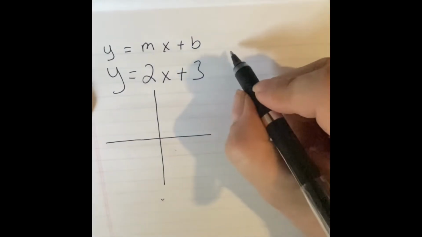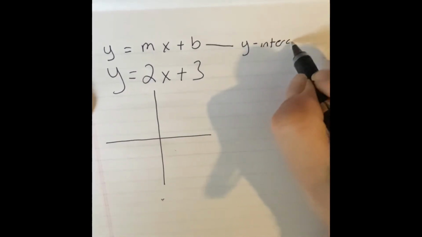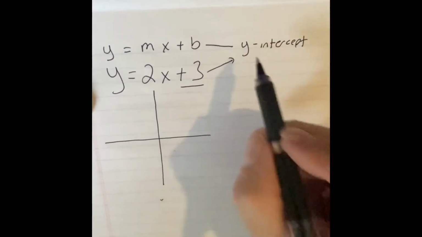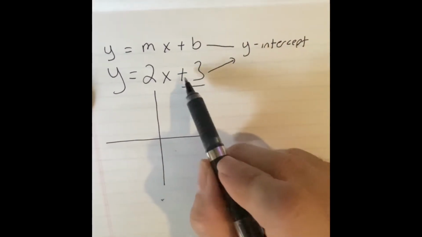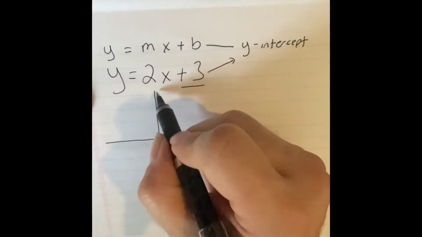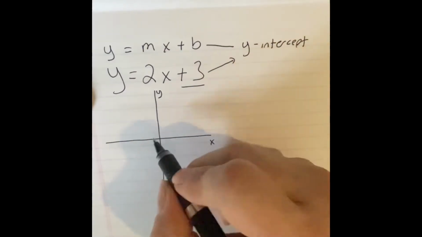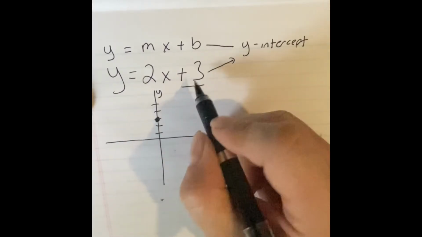B is called the y-intercept, which is right here. This number tells you where you start on the y-axis. In our case, the b is a plus 3, y-intercept. Here's your y-axis, there's your x-axis, which means this graph is going to start up 3. So 1, 2, 3 right there. So that's where the plus 3 is.